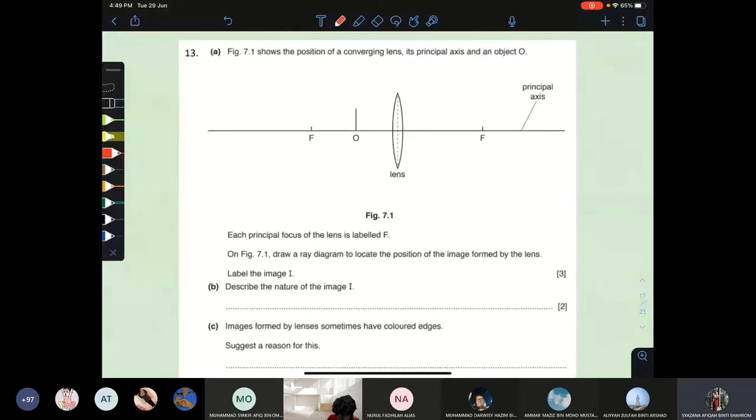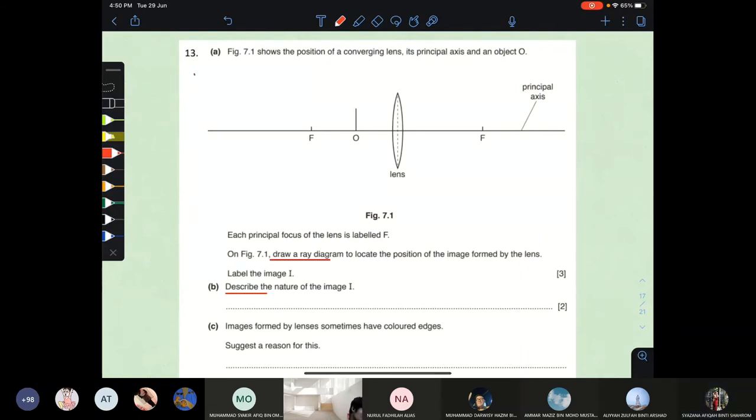Jadi, I already showed you the way to draw. Kena follow the rules tadi. So you can draw on your own lah. Later you can discuss with your teacher. Each principal focus. Bolehlah lukis. Describe the nature of the image. Lalunya memang macam tu soalan. Soalan A, the question will ask you to draw ray diagram. Then you describe. So if you draw, so this is the object. Okay, O is the object. So F the focal length.